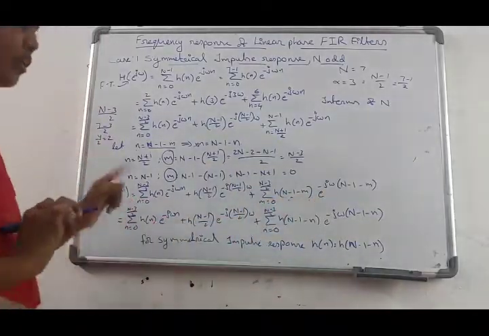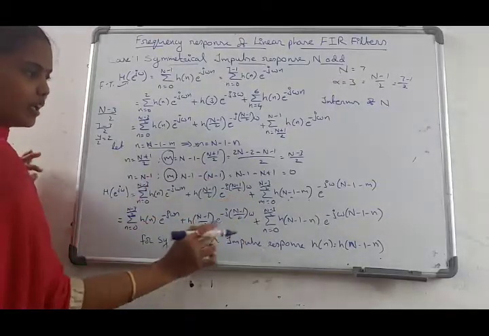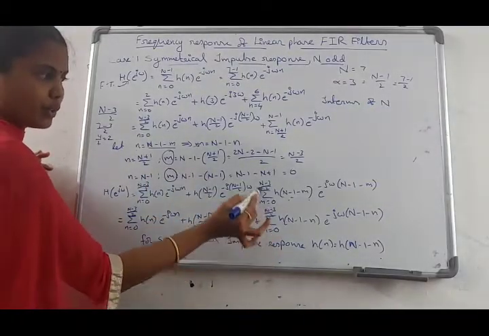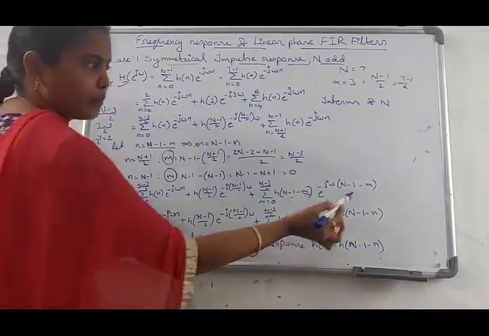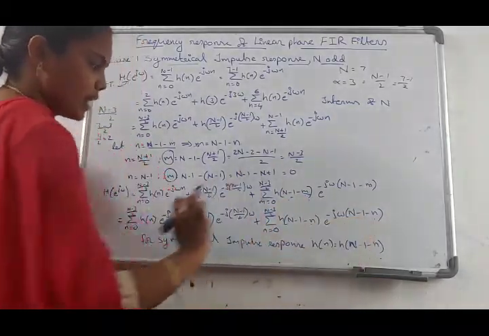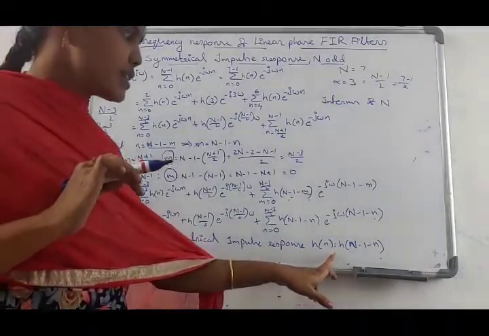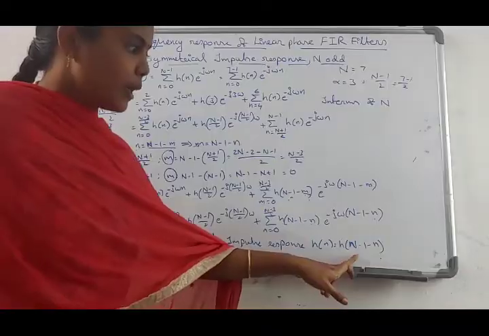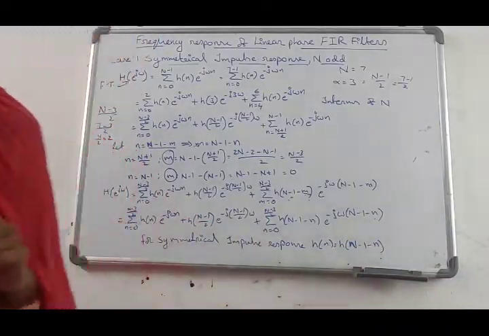Now the next step is to replace m with n. Then I am writing n is equal to 0 to (N minus 3)/2. So here also, in place of m, I am writing n. For a symmetrical impulse response, what is h of n? h of n is equal to h of (N minus 1 minus n). This is for the symmetrical impulse response.